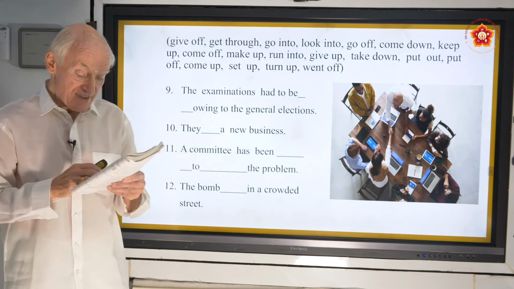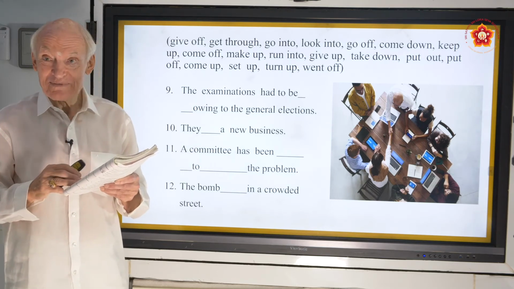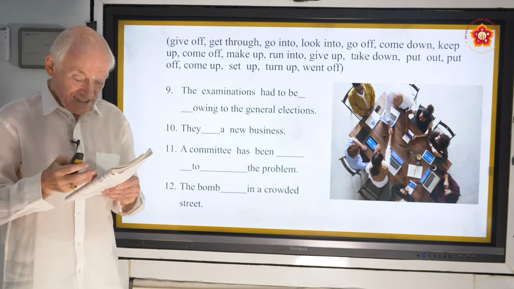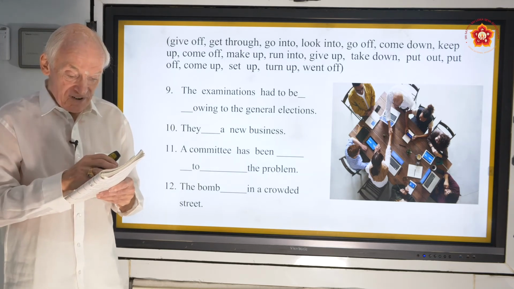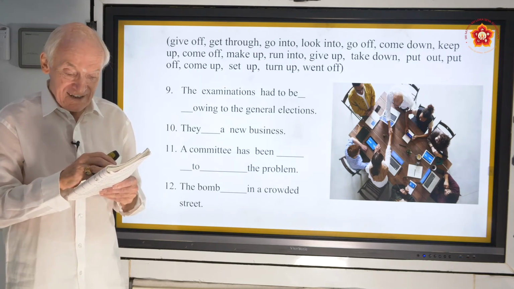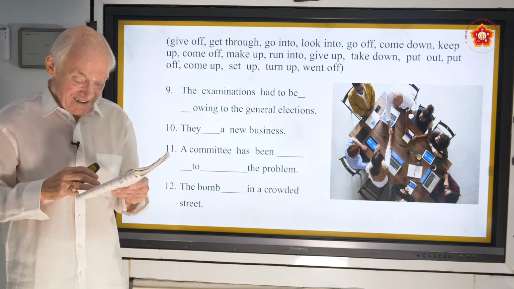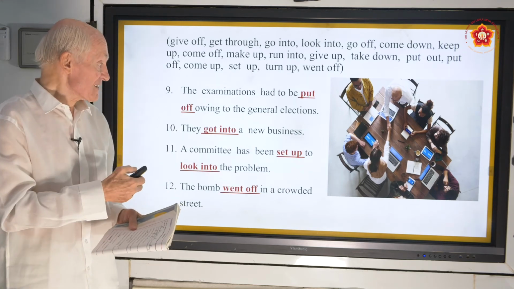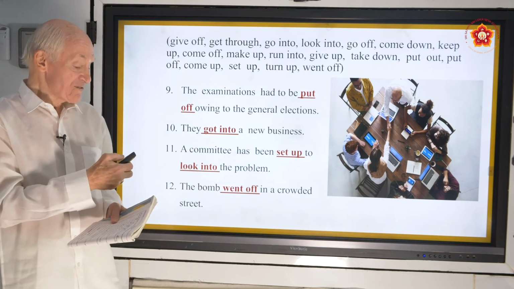Number 10, they into a new business. So somehow they started a new business. The word started is not there, but the word get into, go into, got into is there. So the correct word would be got into. Let's see. They got into a new business.